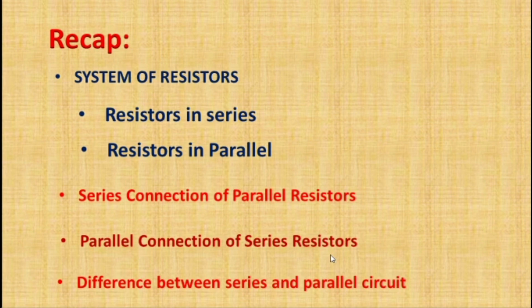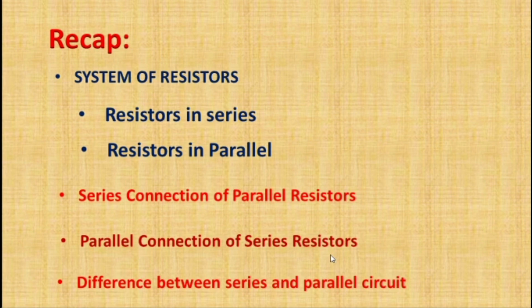What is the formula? 1 by Rp1 equal to 1 by R1 plus 1 by R2. So finally we get the formula R total equal to Rp1 plus Rp2. Then parallel connection of series resistors. So the formula we know Rs1 equal to R1 plus R2, Rs2 equal to R3 plus R4. So finally we get the formula 1 by R total equal to 1 by Rs1 plus 1 by Rs2. Resistors connected in series. Series means formula Rs equal to R1 plus R2 plus R3. Suppose n resistors connected, what is the formula?